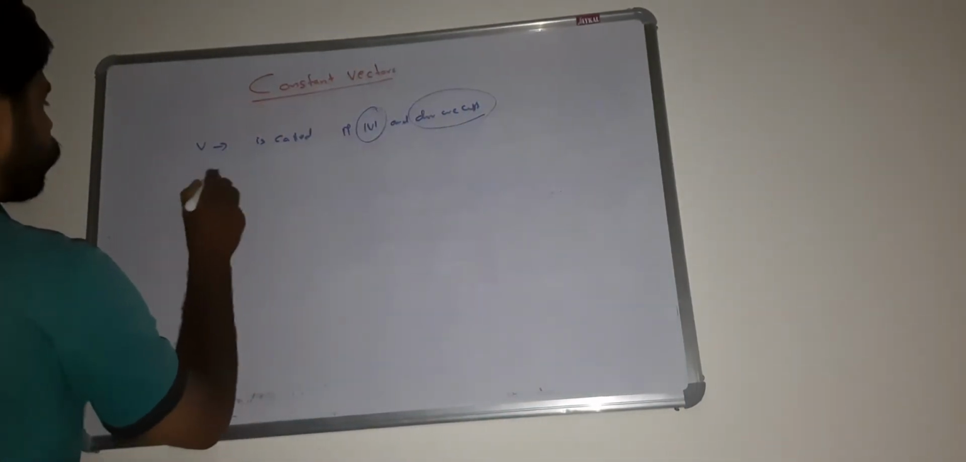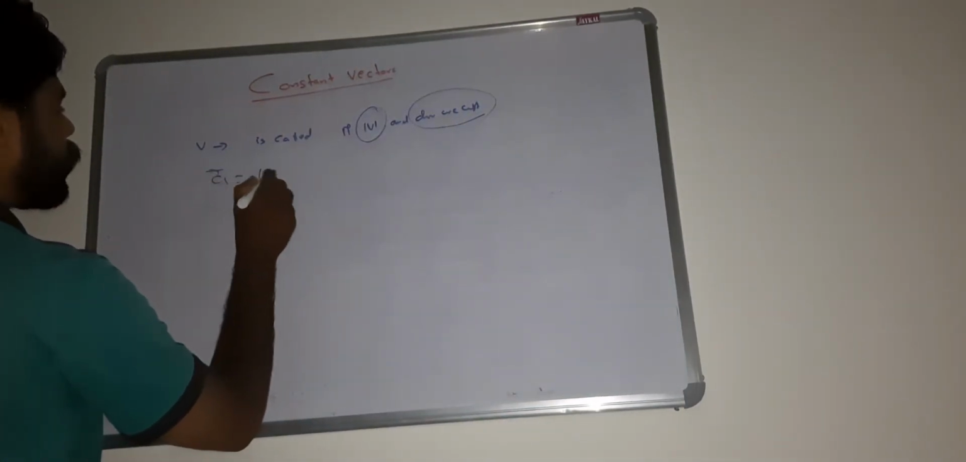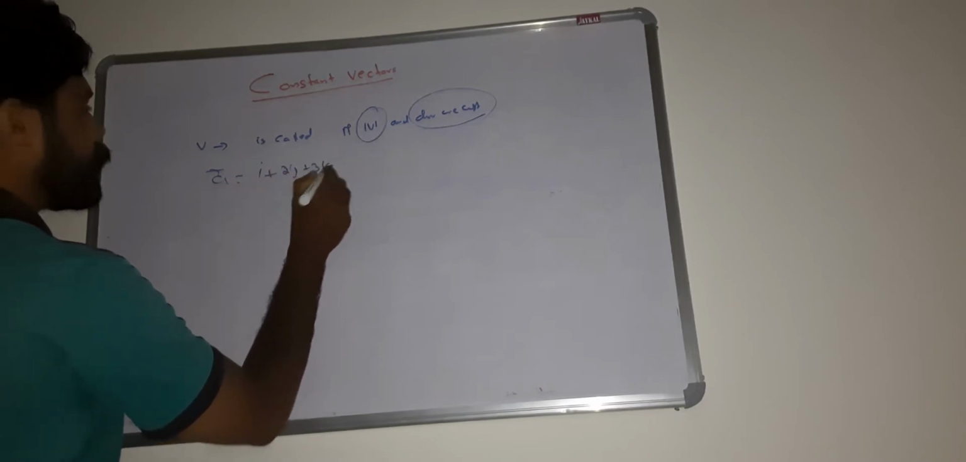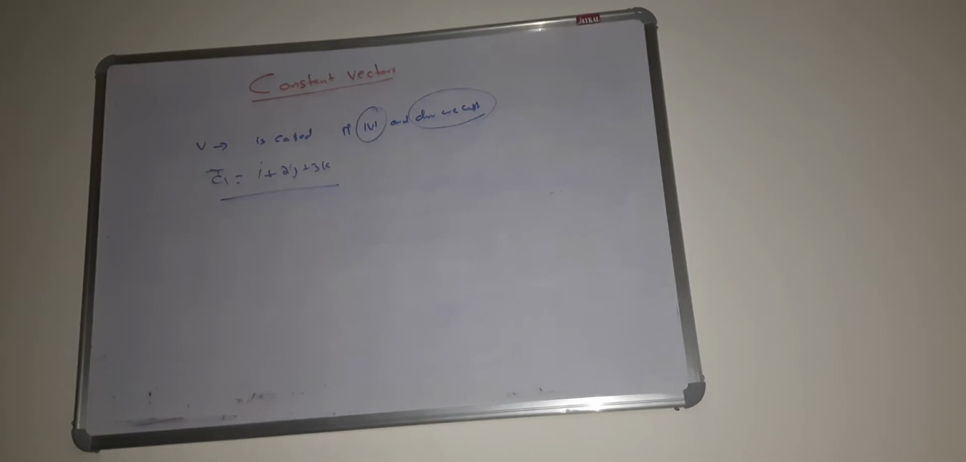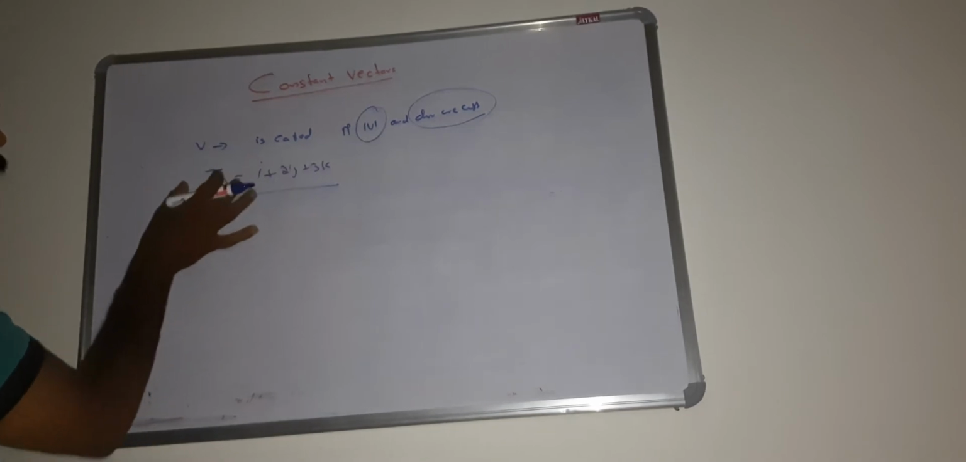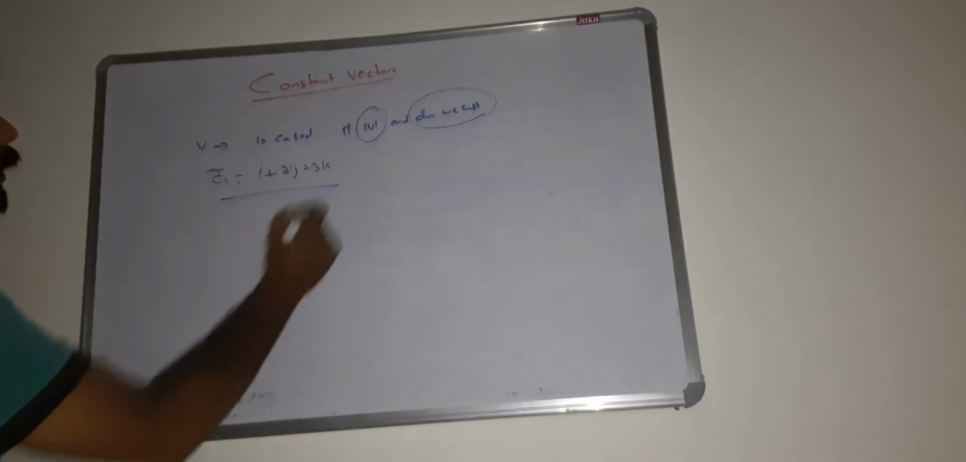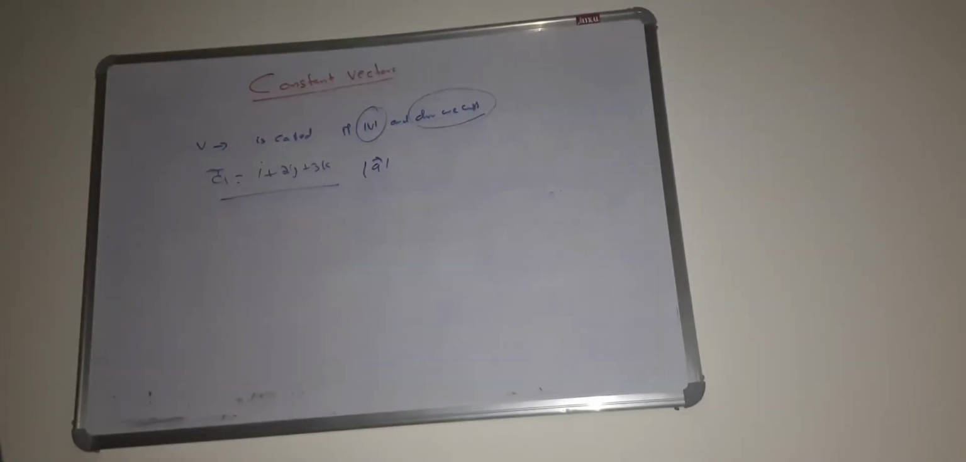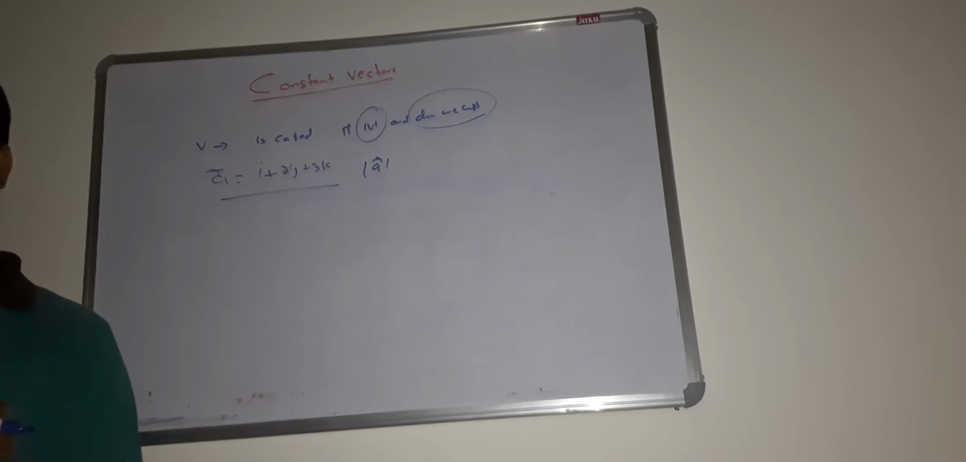For example, vector A equal to i plus 2j plus 3k. This is a constant vector because its direction is fixed as well as its magnitude is fixed. So this is a constant vector. A constant vector is a vector whose directions and magnitudes are both fixed.